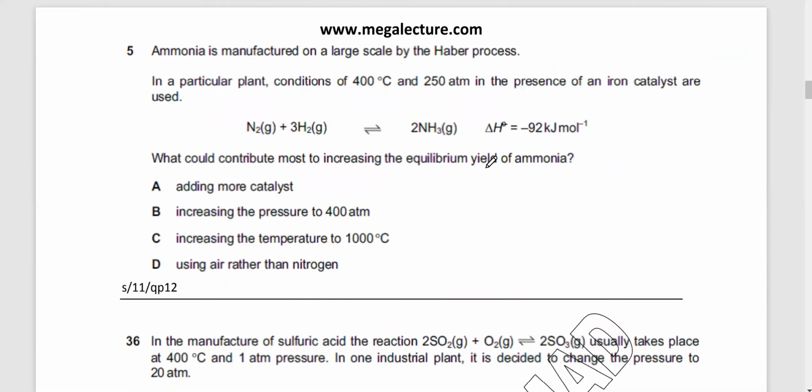Next is what could contribute most to increasing the equilibrium yield of ammonia? You want more ammonia. Well, if you add a catalyst, that'll make it go quicker. Does a catalyst increase the yield of ammonia? No, it will not. It'll just increase the rate of both reactions, forward and backward, simultaneously. So if you increase the pressure, then it'll favor the side which has less moles, so that will increase it. Because ammonia is NH3, there's more NH3 formed because there are fewer moles of gas there. Okay, that's fine.